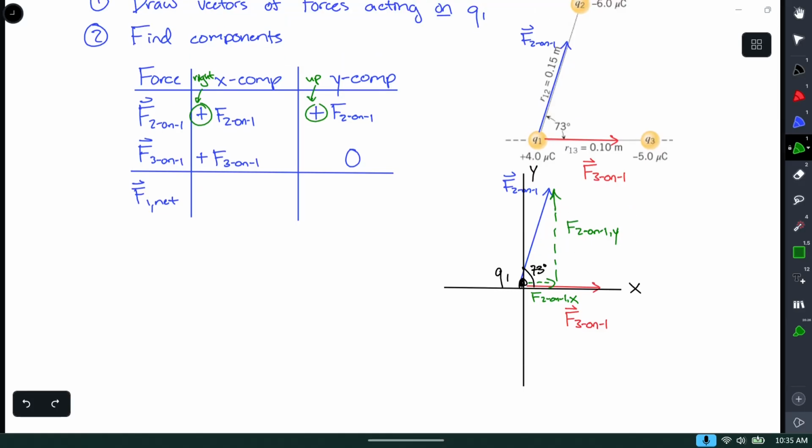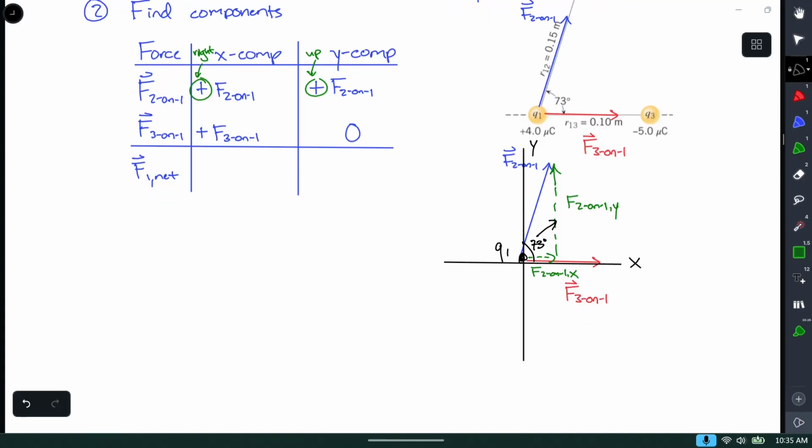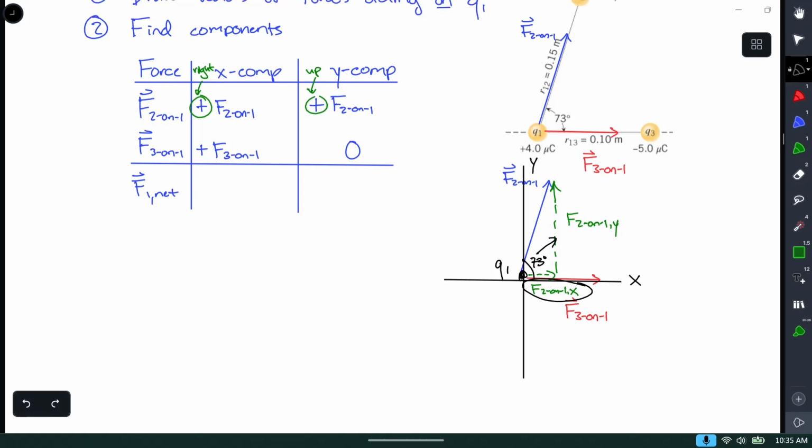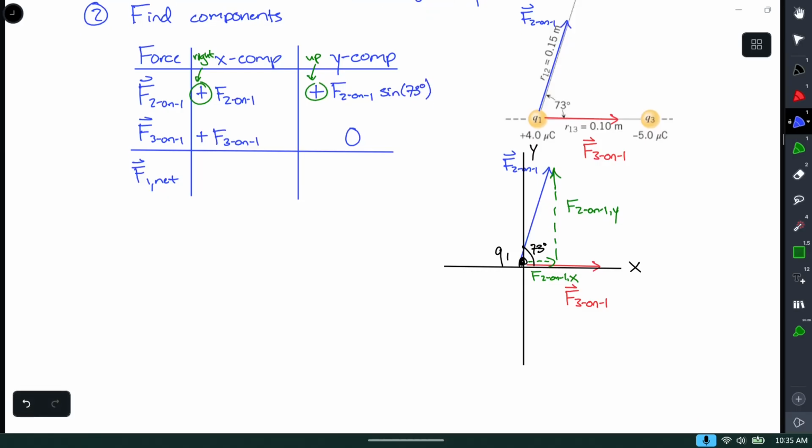Okay, for F2 on 1y, should I use sine or cosine? Sine. It's going to be sine because I have to go opposite the 73 degree angle to get to it, and that, so part of SOHCAHTOA, sine is opposite over hypotenuse, tells me that sine correlates with opposite, and then cosine will be this one because it's adjacent to that angle. It touches it. So yes, for F2 on 1y, I will use sine 73. Okay, and then I will use cosine for the x. Now what? We add them up.